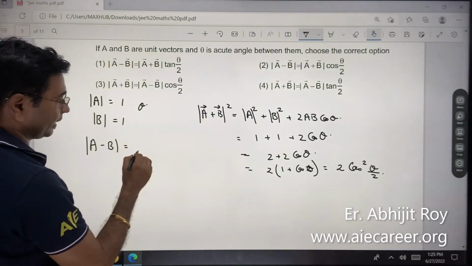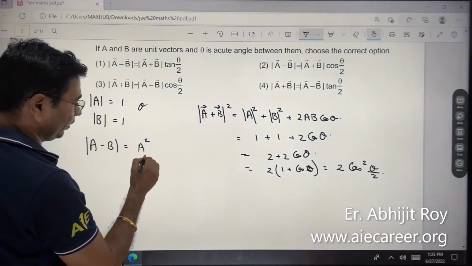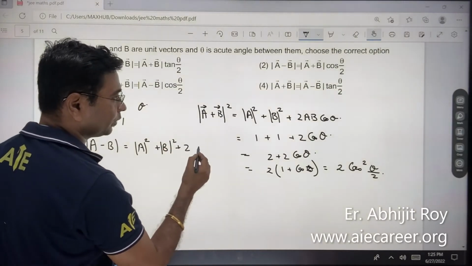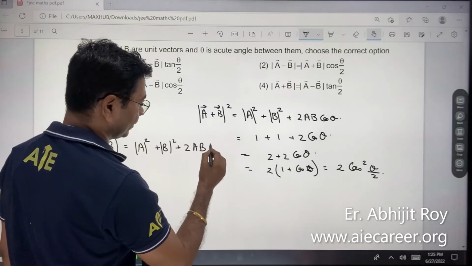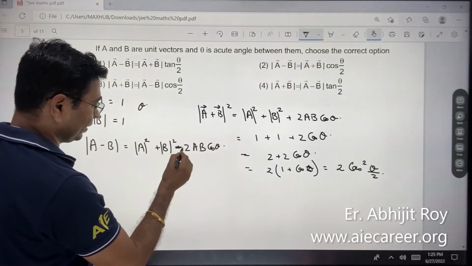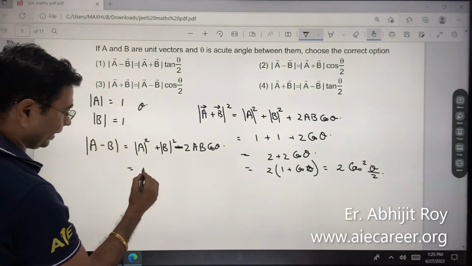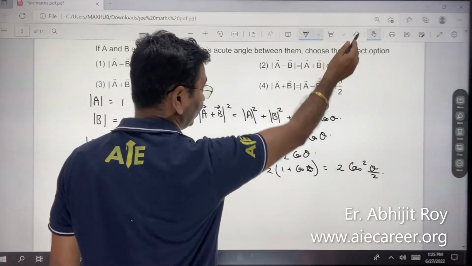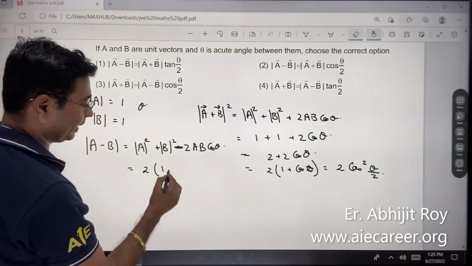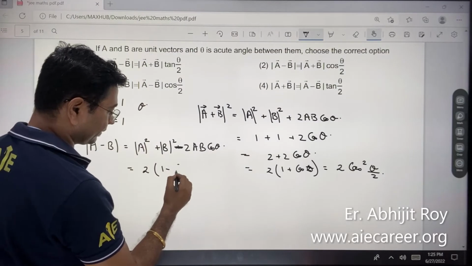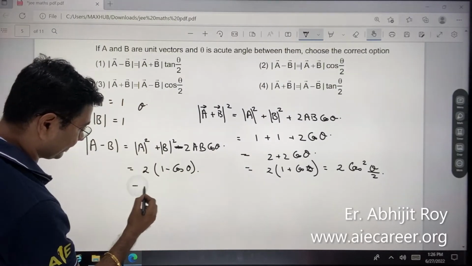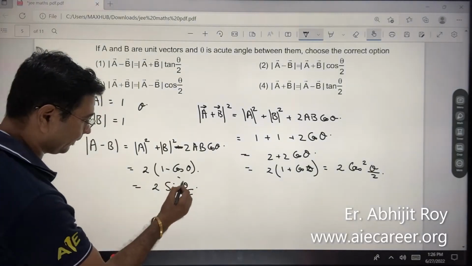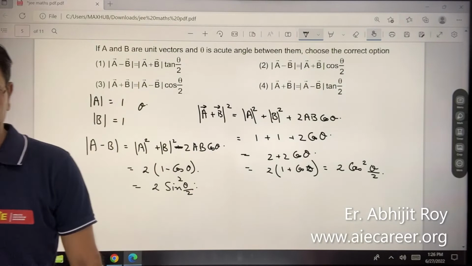Right, and therefore we are going to write it as a mod value square plus b mod value square plus 2ab cos theta. So this will be minus now, and you will get exactly in the same way, but there will be 1 plus this will be minus now. Okay, this will be 1 minus 1 minus cos theta, and this is 2 sin whole square theta by 2. So this is the basic equation I have.